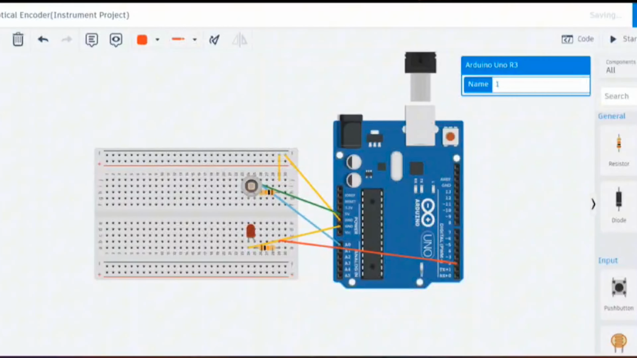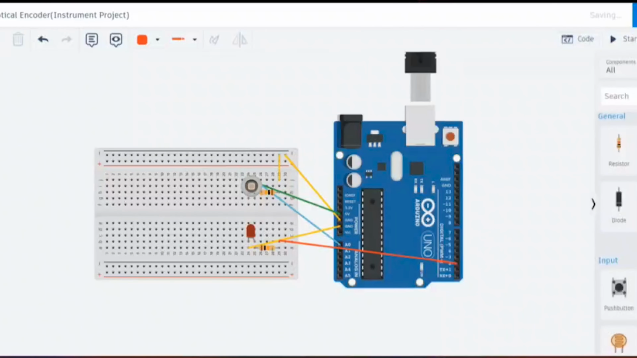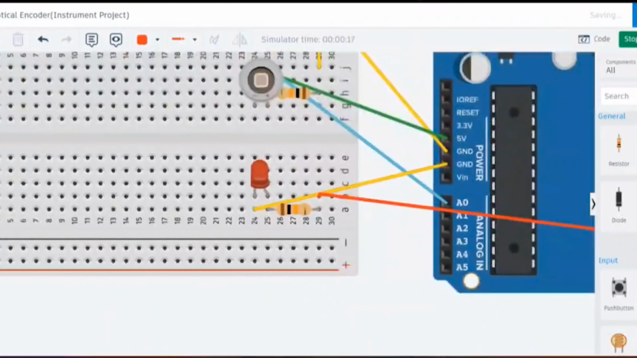Then we can write the code here. This is the code that we generated to make this circuit work. After we finish this coding, we can check whether this circuit is working or not by starting the simulation. The USB will be plugged in, and if you see here, the LED will start to light up on and off. Let me zoom in. Right, we can see that the LED is blinking.